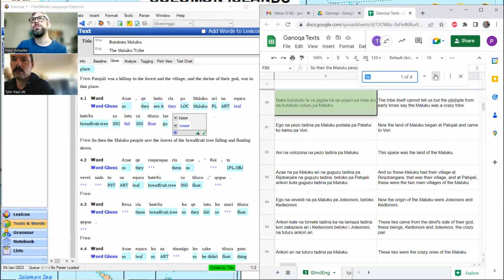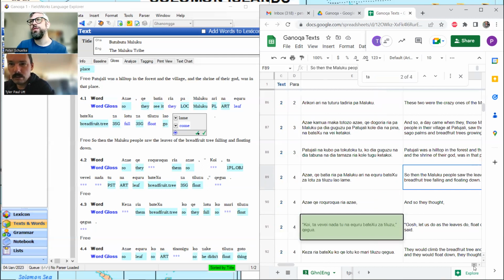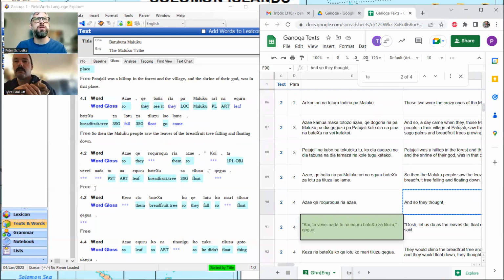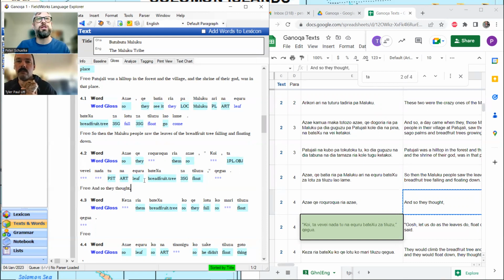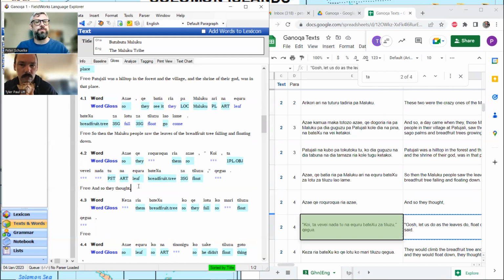That's not the first. Here's the first. Here's where we are. You would like to gloss it or leave it? That has two. I don't know. I think it might have multiple functions. So this has two glosses in one. And so they thought, gosh, let's do as the leaves do and float down. Let me put a space there.